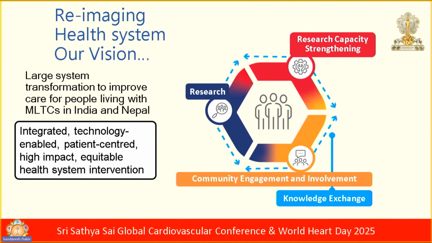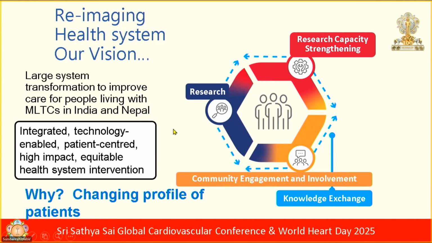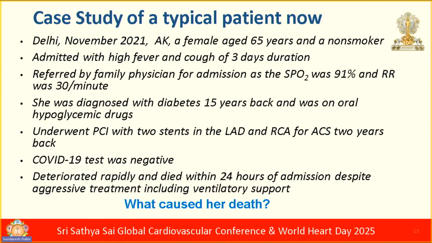Second, we need to reimagine the health system. Currently, in our health system, we are managing one disease, one person at a time. Instead of looking at the disease in the person, can we look at the person as a whole and manage the problems that the person has? And so we are looking at an integrated, technology-enabled, patient-centered, high-impact, equitable health system intervention. And we are doing a large trial in Nepal and in India. Here we are looking at research capacity and strengthening research and community engagement and involvement.